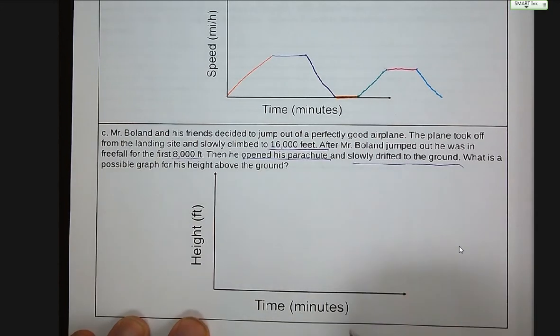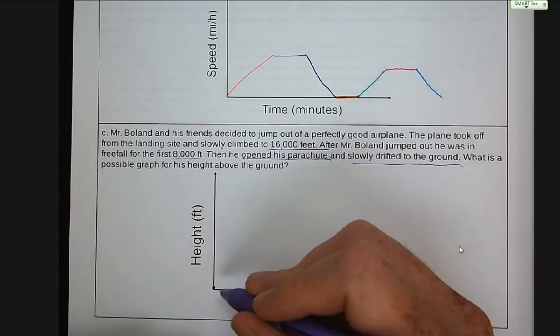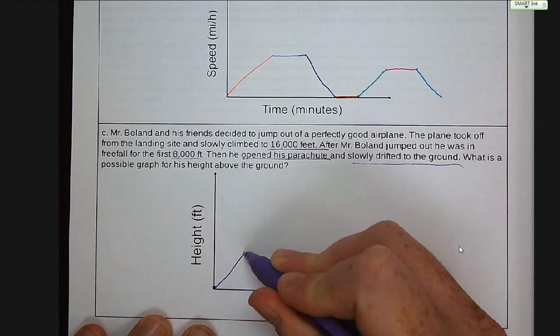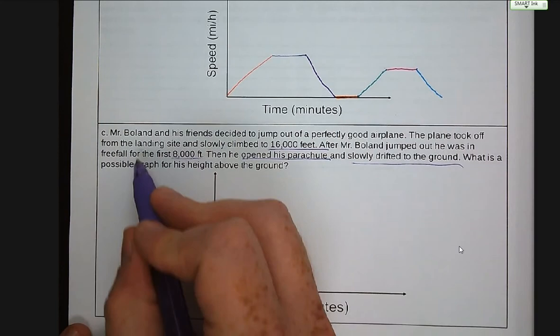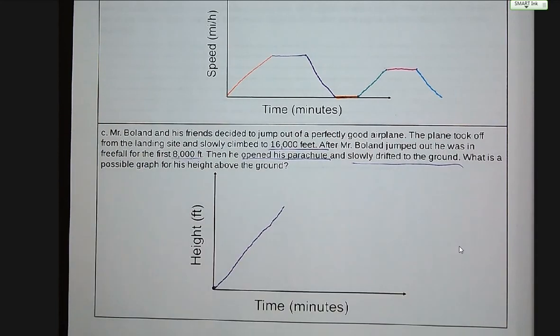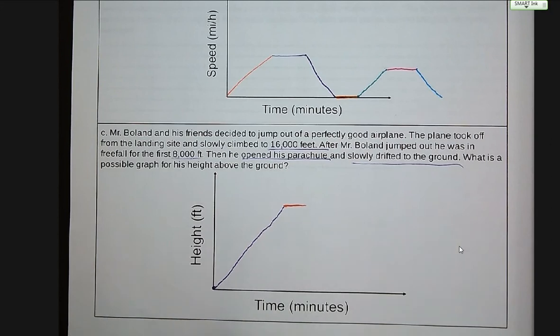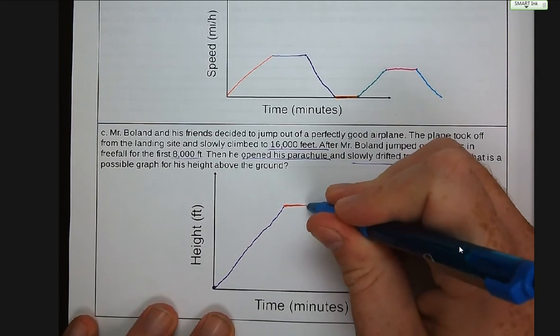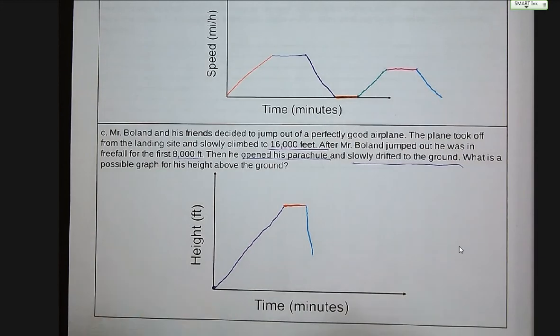So we're going to start off on the ground. I get into the airplane and we fly up into the air. Pretty sharp increase. Okay, so that is the plane taking off and slowly climbing to 16,000 feet. Next up, we're going to be up there for a few minutes while everybody gets ready to jump out. And then Mr. Boland jumps. Whee! So, free fall, Mr. Boland is falling. It's a very fast decrease in his height.